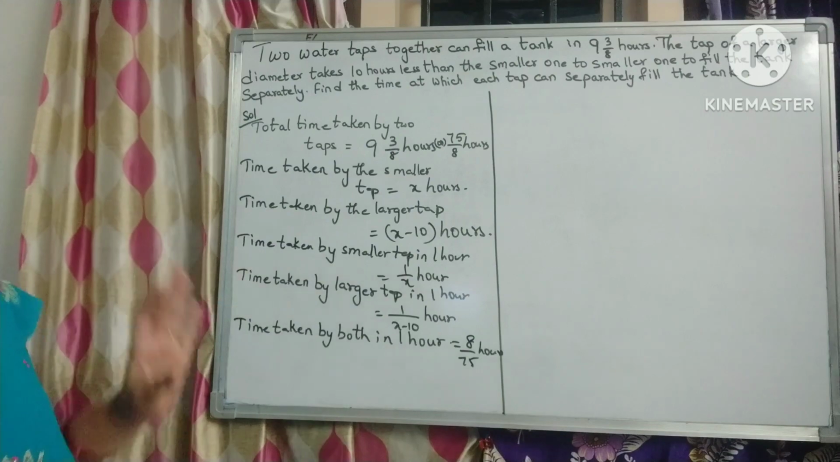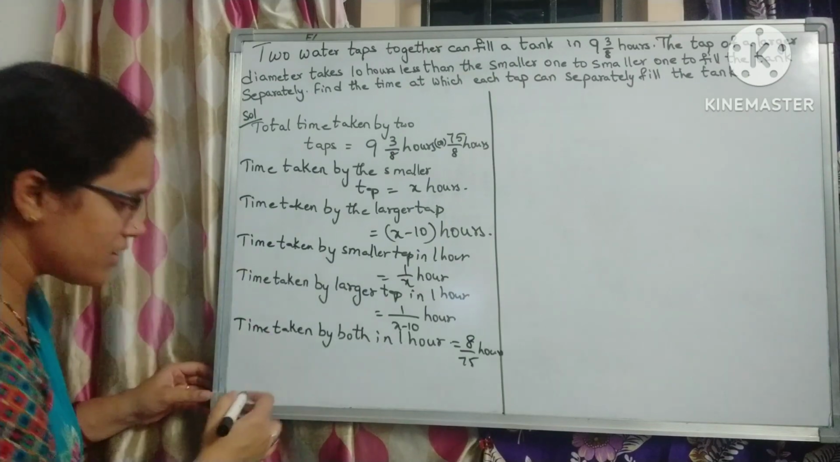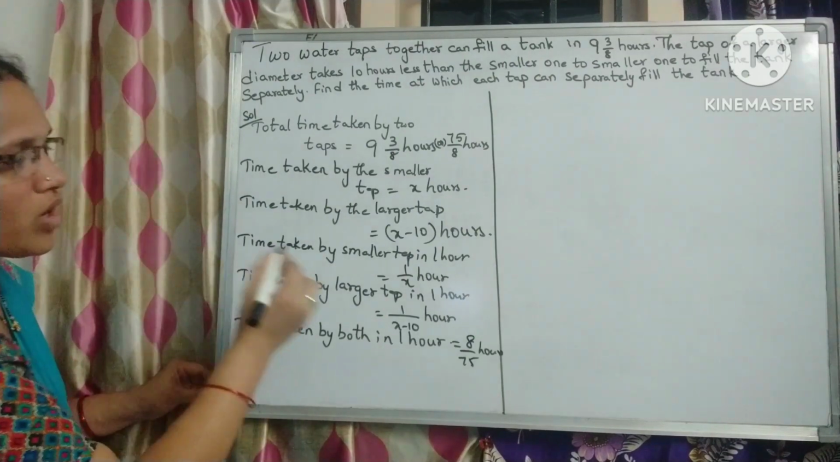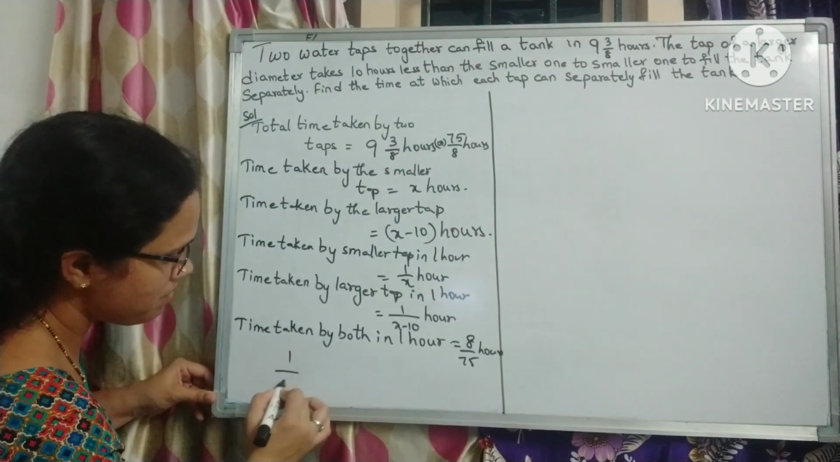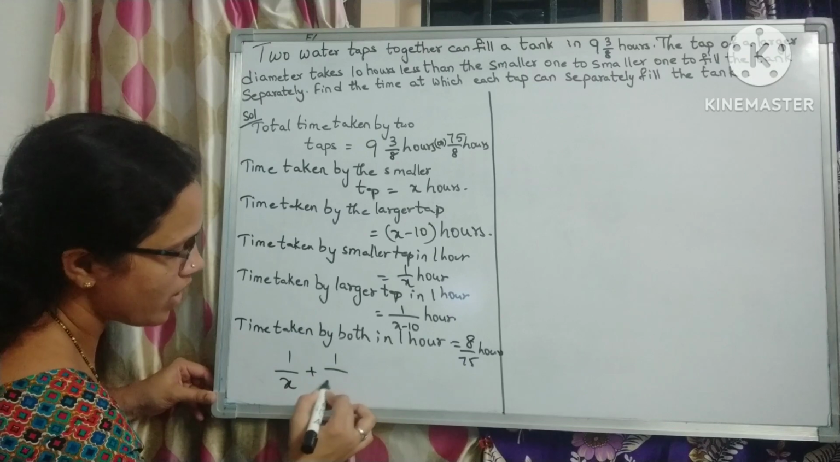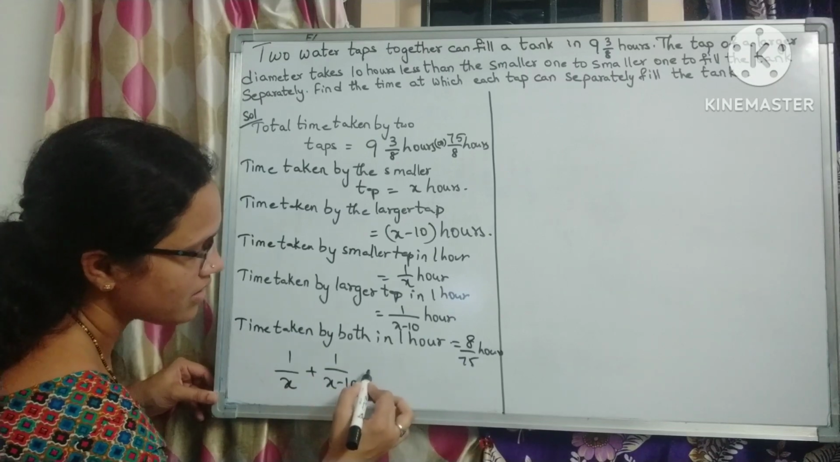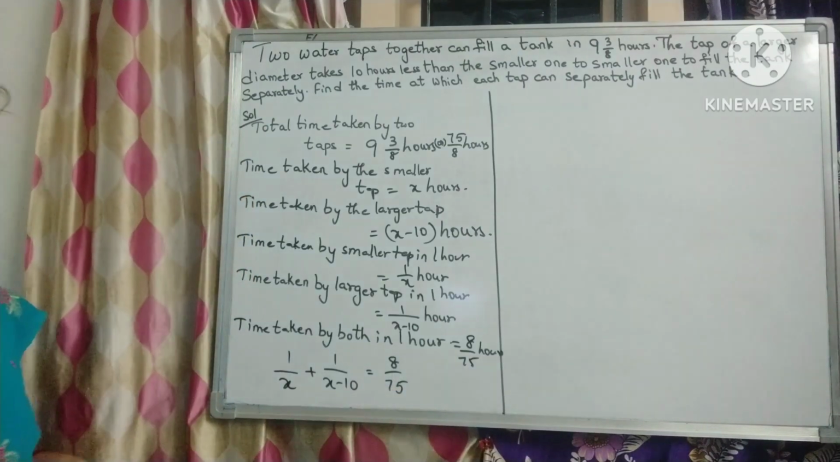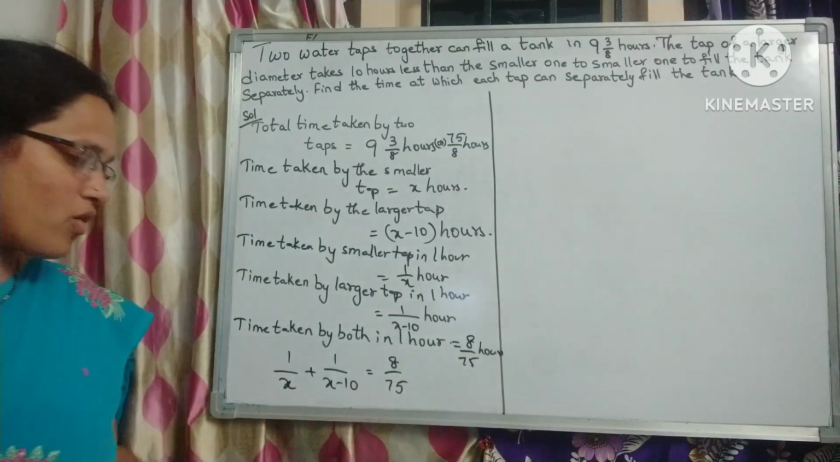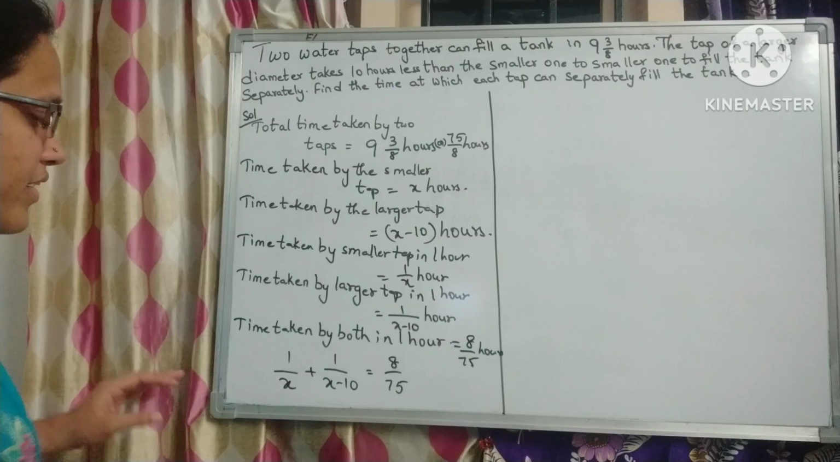Okay, now let us form the quadratic equation. Make a formula. So what will happen? See, look here, both of them together, yes or no? So 1 by x plus 1 by x minus 10 is equal to 8 by 75. So this is how you write your quadratic equation, and now you start solving it.